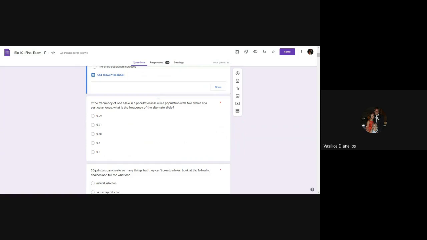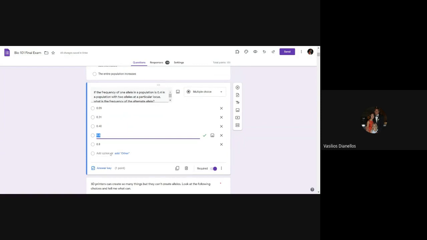Next, if the frequency of one allele in a population is 0.4 in a population with two alleles, meaning it's either this or that, what is the frequency of the alternate allele? And remember, it all has to add up to one. Or if we were doing percentages instead of decimals, you would say it all has to add up to 100%, right? So in this case, if 0.4 is one allele, then the other allele has to be 0.6, right? Because 0.4 plus 0.6 equals one.